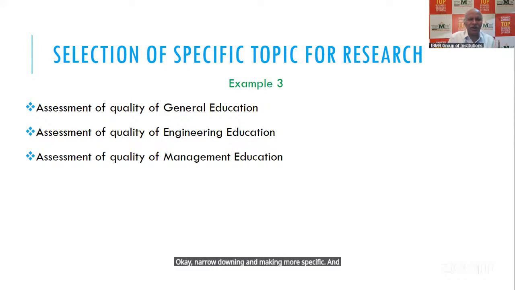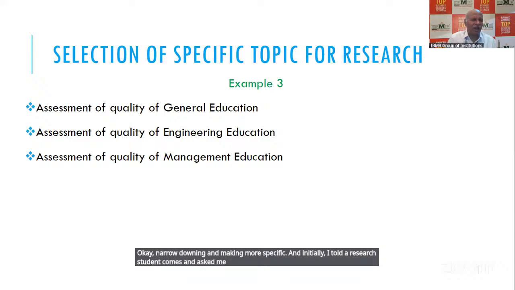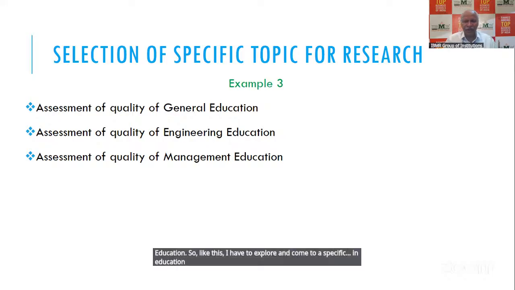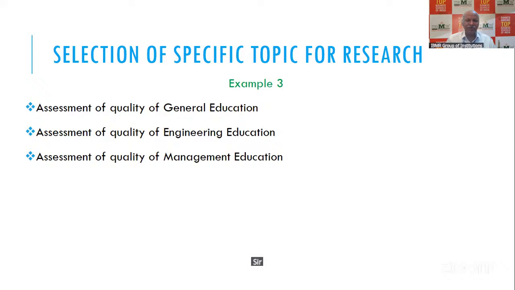And initially, a research student comes and asks me, sir, I would like to do my PhD in education. Fine. Education, what are you going to do? So like this, I have to explore and come to a specific. In education, am I going to do higher education, primary education, secondary education? For example, an MEd student comes and asks, sir, I would like to do my PhD in education. But merely saying I am going to do a PhD in education will not solve the problem. Education means what? You have to define the education.